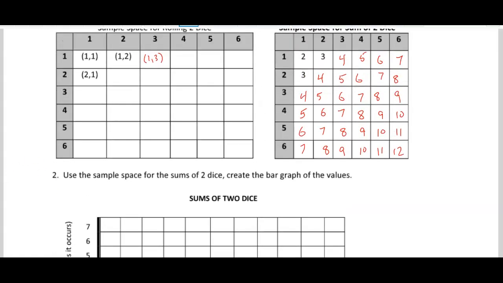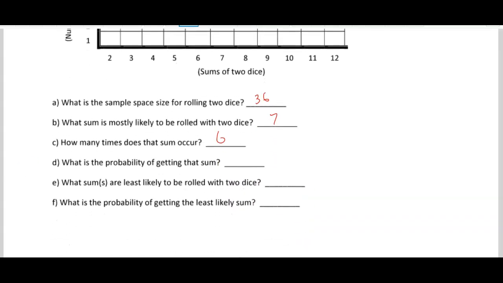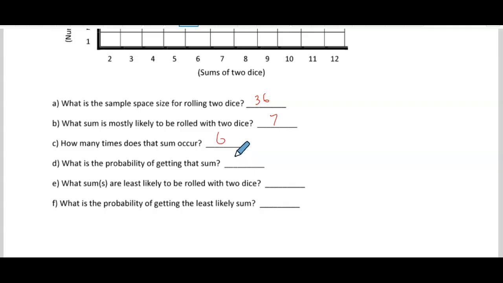The sum that was most likely, you look back here at this chart, there were 6 ways to get a 7. Nothing else had that many occurrences, so the 7 is the most likely. It occurs 6 times. Okay, the probability of getting that sum would be the 6 times it happens out of the 36 different combos that could come up. And we reduce that fraction and we get 1/6. So the probability would be listed as 1/6 of the time we would expect to roll a total of 7.